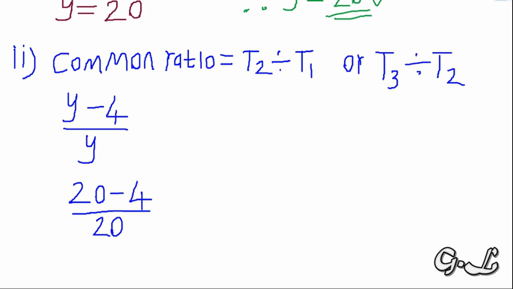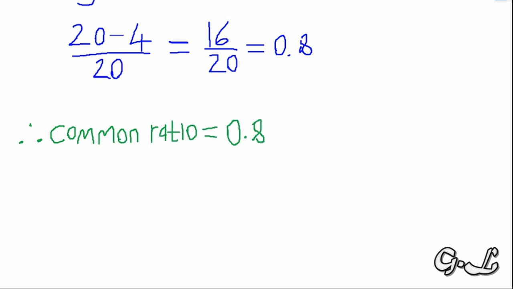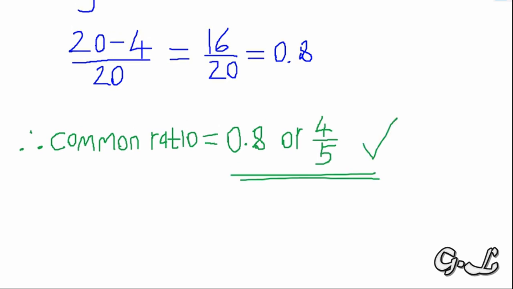After you do the calculations with the top part, it will give you the numerator as 16 and the denominator is equal to 20. When you do the calculation, 16 divided by 20 equals 0.8. So you can say therefore the common ratio is equal to 0.8. If you want, you can also represent this as a fraction, and it will be 4/5. This is how you're supposed to score marks in an exam room.